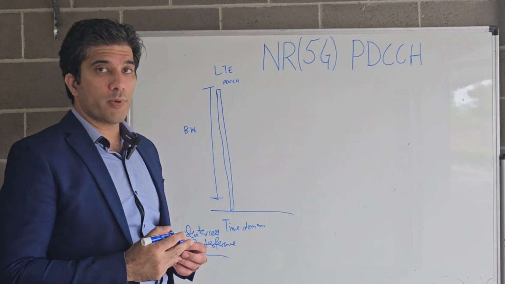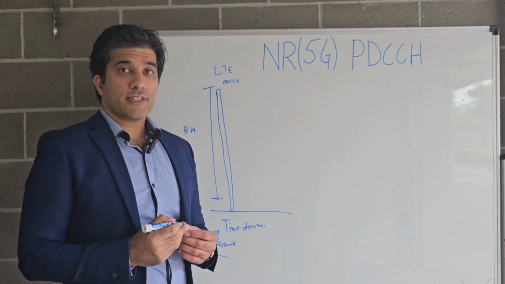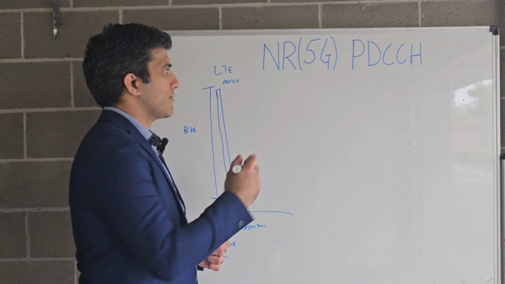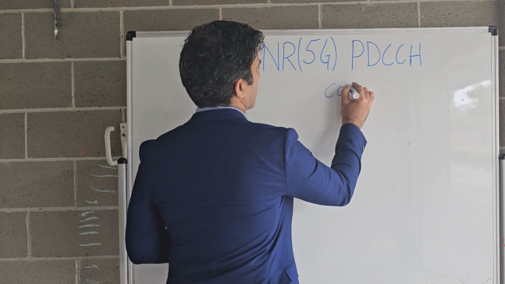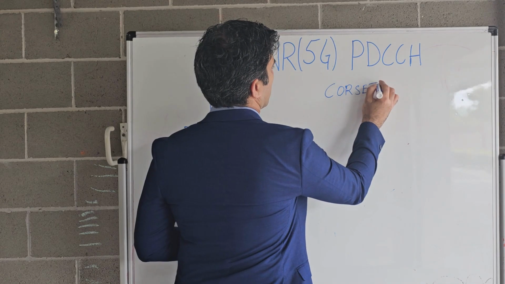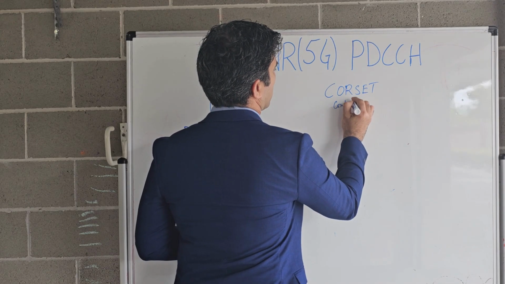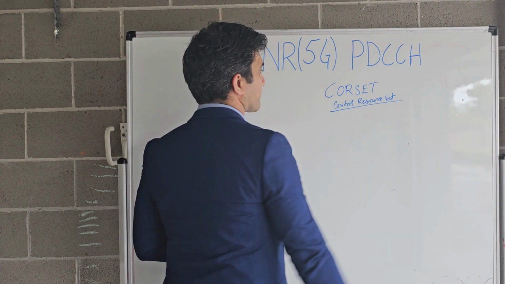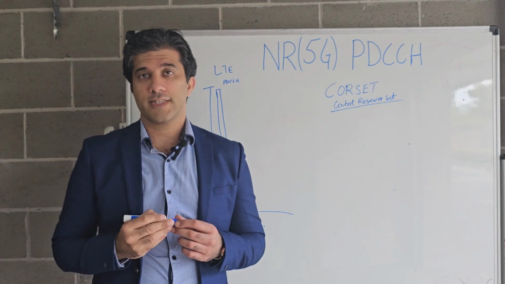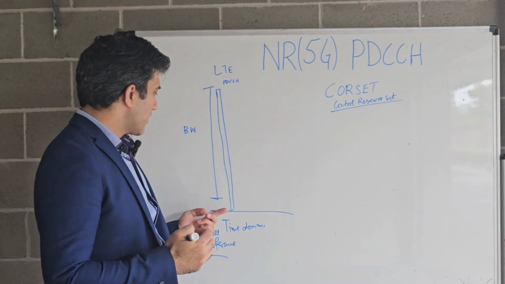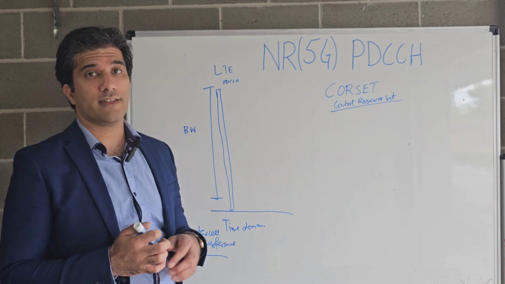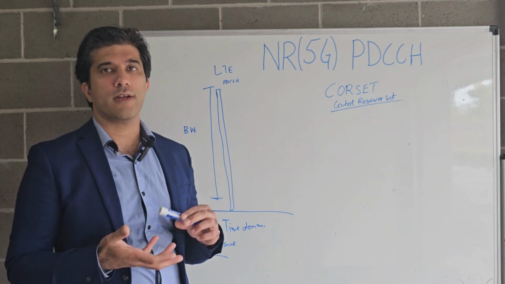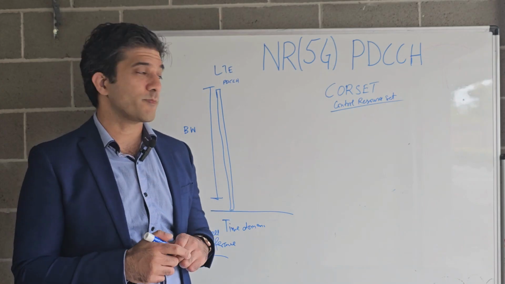Now to counter this problem, when the researchers were doing the research on NR, they came up with a concept of CORESET. It's basically the control resource set. The idea behind CORESET is that instead of having your PDCCH across the channel bandwidth, you have a certain space within your channel bandwidth where you transmit the PDCCH.